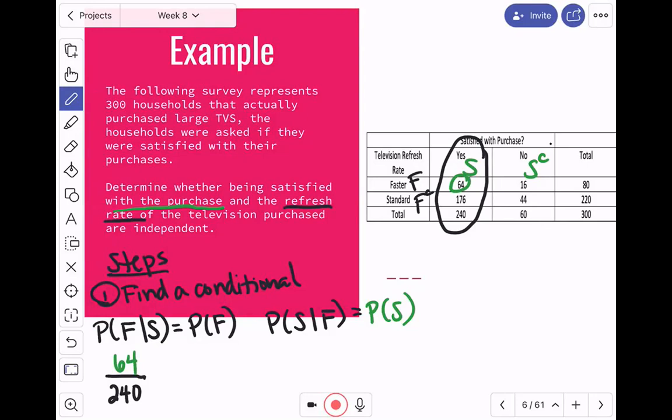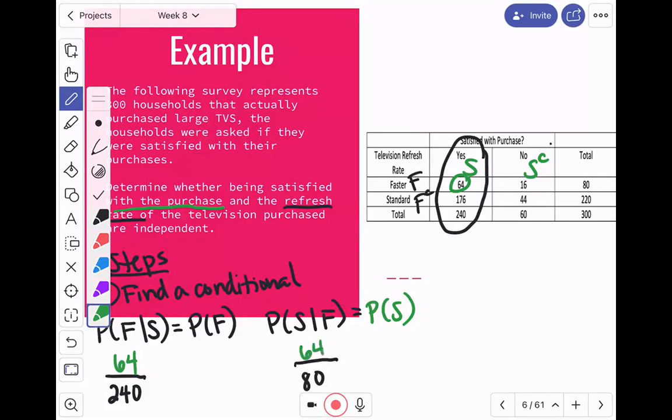Go find the conditional probability of S given F. I'll give you a few minutes to do that. All right, so for this one, what are we going to restrict to? S given F. The 80 people that purchased the faster refresh rate. So we'll put 80 there. And out of those 80 people, who are we interested in? The same 64 that purchased the faster refresh rate.